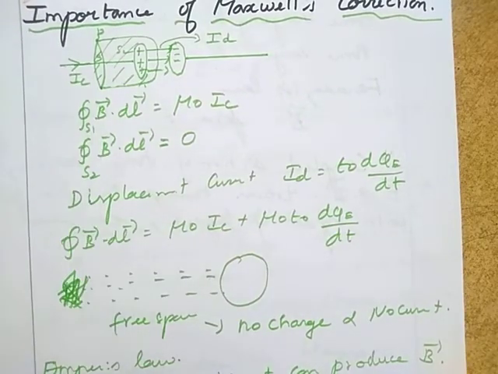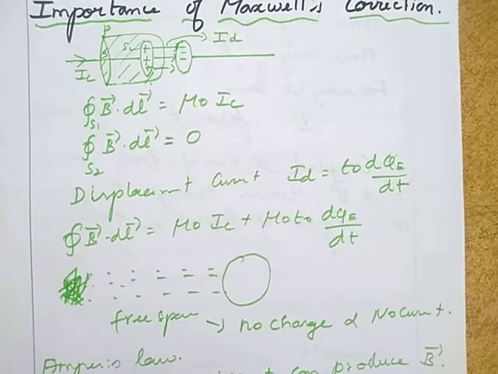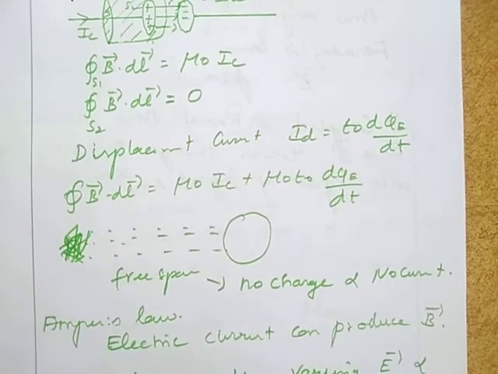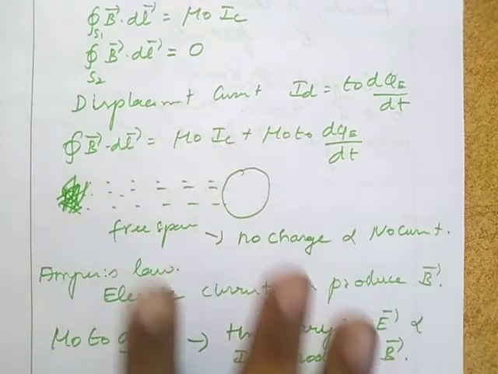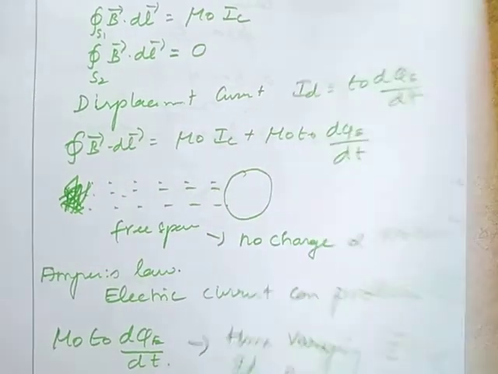Let me give a short recap of today's class. The first one is the importance of Maxwell correction. By using the Maxwell correction term, we can find the existence of electromagnetic waves in free space. That is the major point of this part. Then the next one is the Maxwell integral equations.